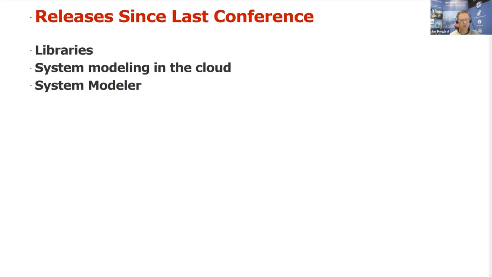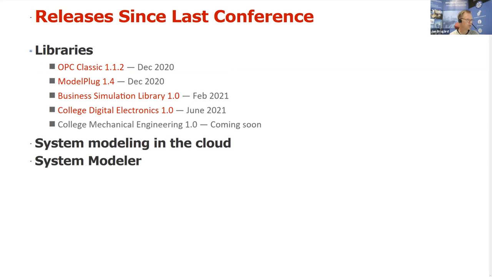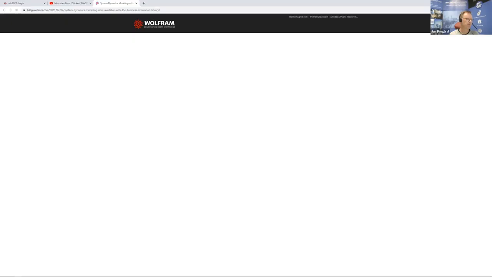So let's start with libraries. We launched new versions of OPC Classic and Model Plug in December 2020. Then in February, we released a completely new library, Business Simulation Library, which, as the name says, is used for business simulations. And by the way, whenever you see red ones here, if you have downloaded the presentation, that means there's a link, so you can go there and read more about that. So here's the blog, for instance, about the Business Simulation Library.